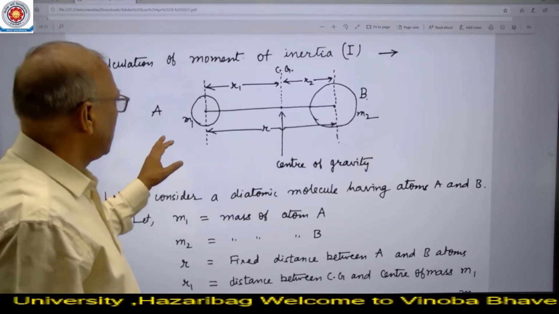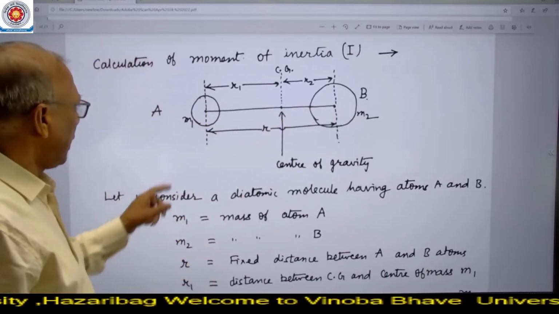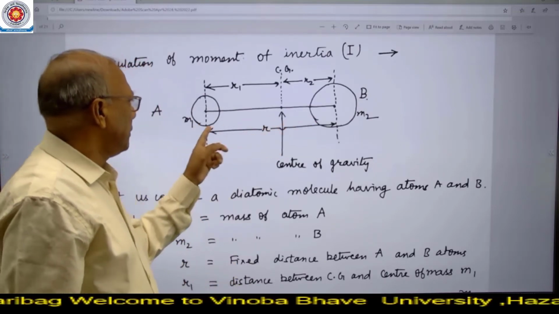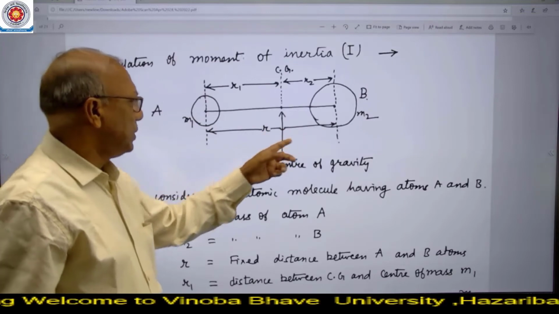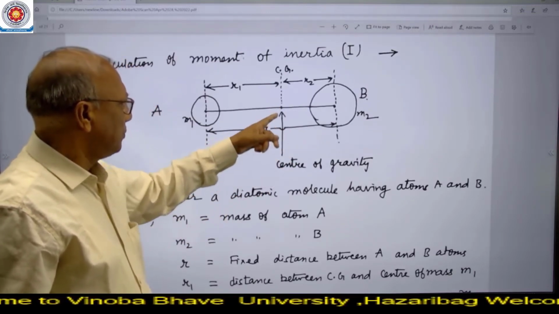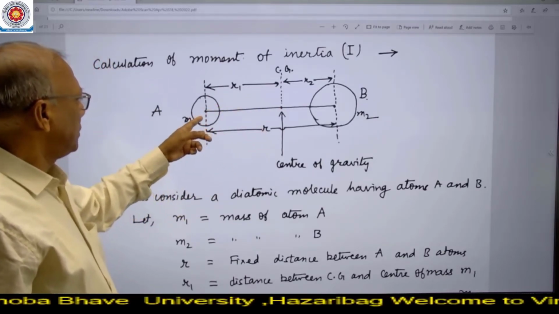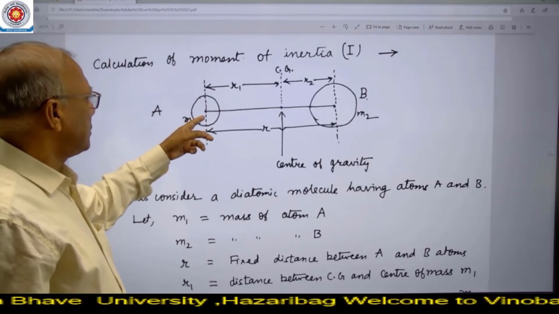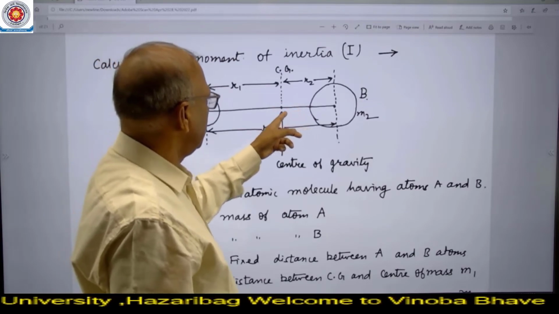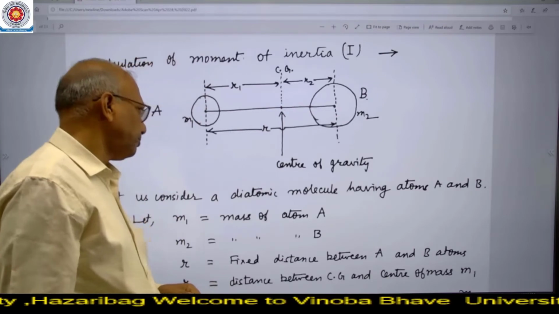So here I have represented the diatomic molecule. A and B are the two atoms. M1 and M2 are their masses. The distance between the nuclei, the center of the nuclei of these two atoms, is small r, and this point is the center of gravity. From the center of gravity to the center of the nucleus of atom A, the distance is r1, and r2 is the distance between the center of gravity and the center of the nucleus of atom B.